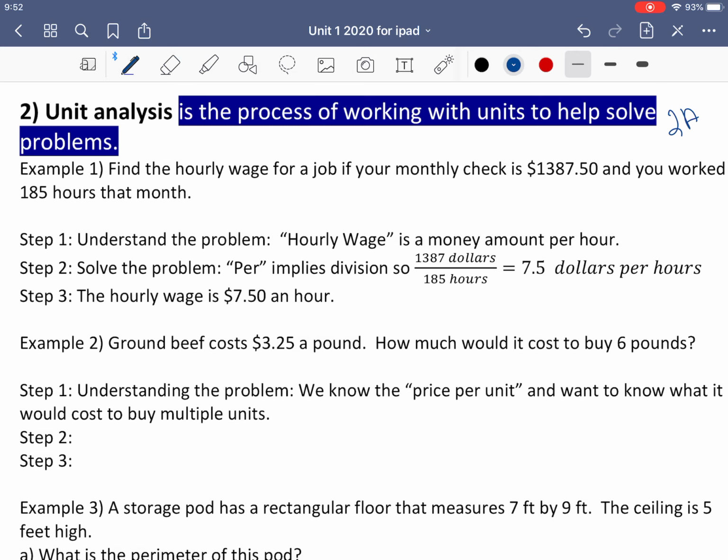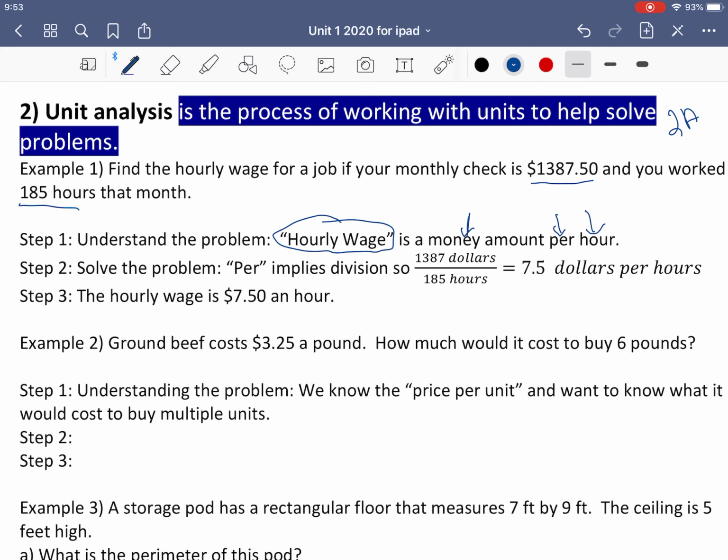Let's say you want to find the hourly wage for a job if your monthly check is this much money and you've worked this many hours that month. So our three-step problem-solving process says we've got to understand the problem. So I have to see the word hourly wage, recognize that's what I'm trying to find, and realize that that is an amount of money per hour. So now I know I have the things I need to work with, right? I have an amount of money that goes for that month. I have the number of hours for that month. And I know that per means division.